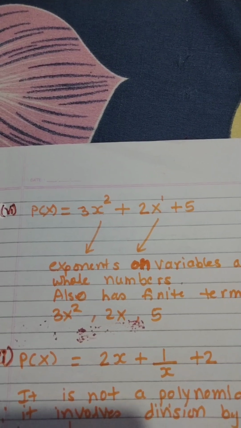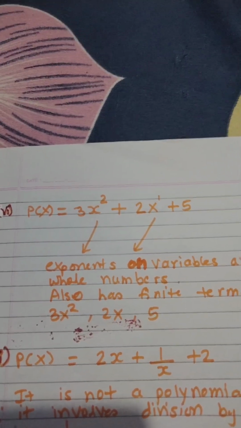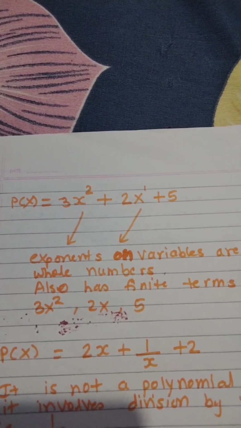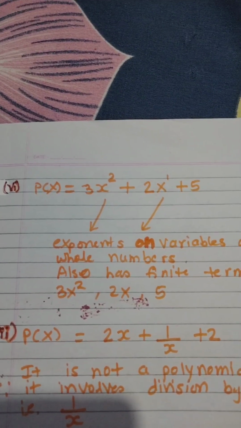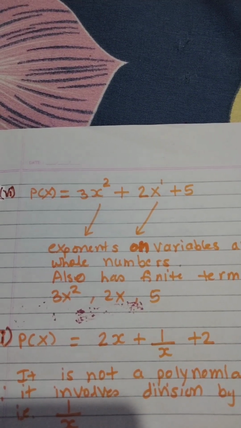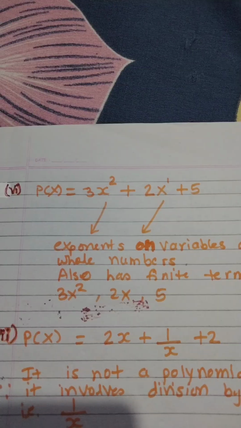The variable is not there under a radical sign here. So it satisfies all the conditions for a mathematical expression to be a polynomial. Therefore, p of x equal to 3x square plus 2x plus 5 is a polynomial.